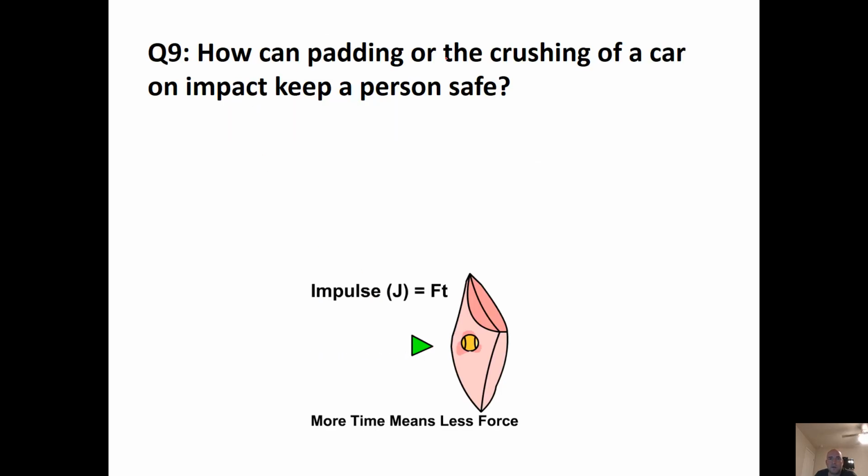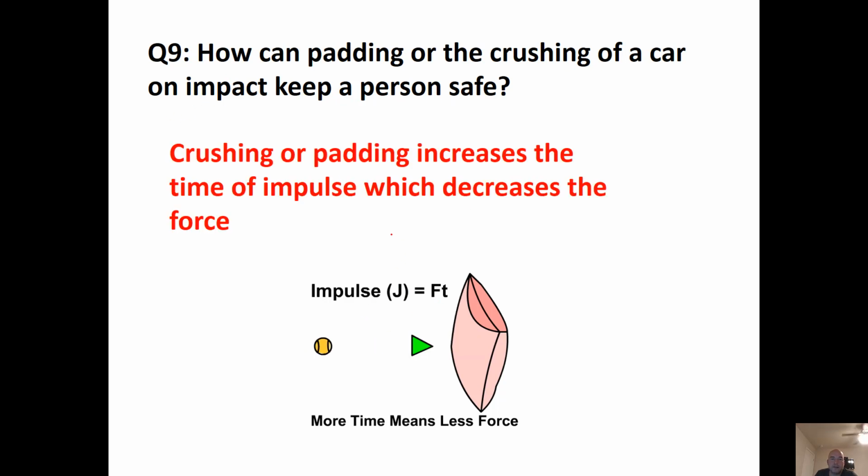How can padding or the crushing of a car on impact keep a person safe? Well, that's just what I said earlier. Crushing or padding increases the time of impulse, which decreases the force.